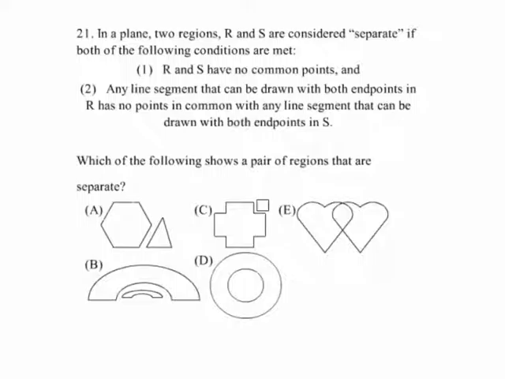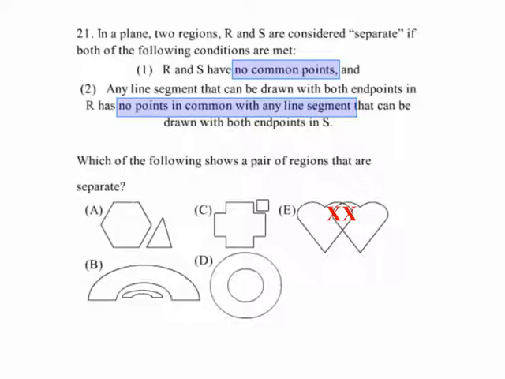Okay, this is more of a reasoning problem, but it involves figures. In this case, we're looking for 2 regions that are separate, and the definition of 2 regions being separate is if they have no common points and any line segment that can be drawn with both endpoints in R has no points in common with any line segment that can be drawn in S. Okay, let's look at, well, the obvious one we can rule out is E because that has common points.